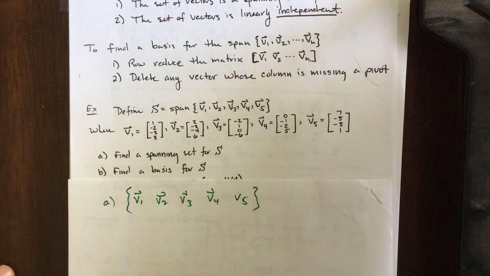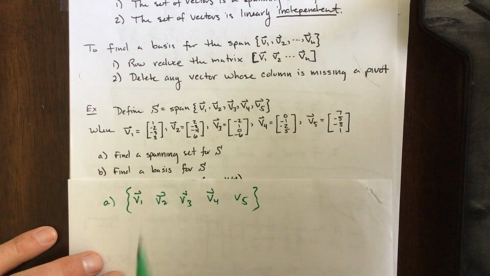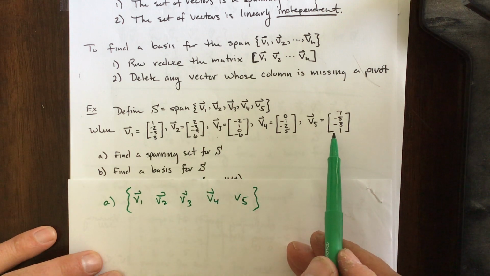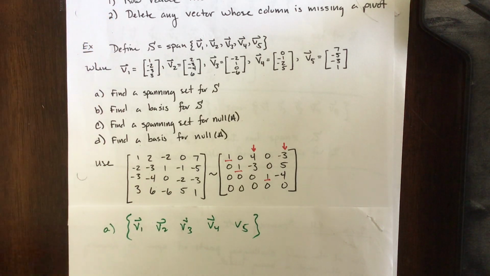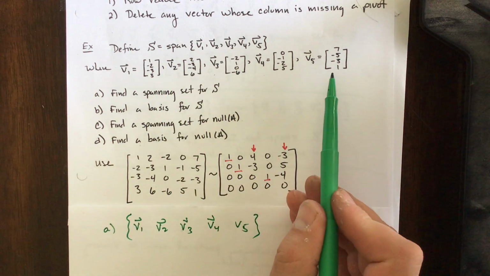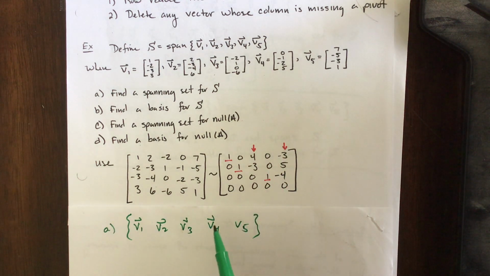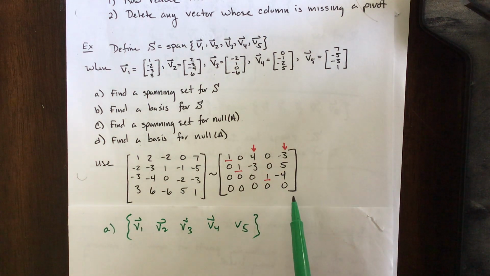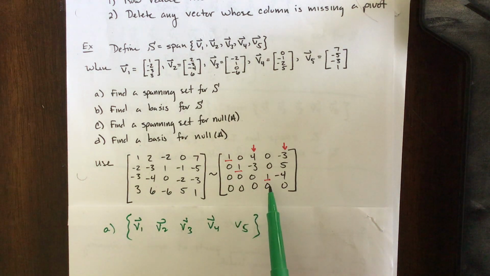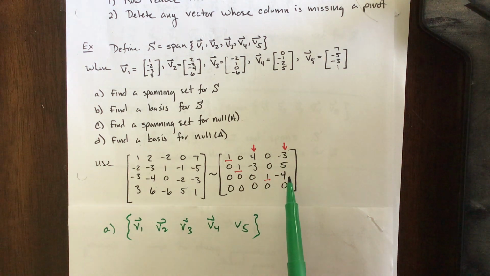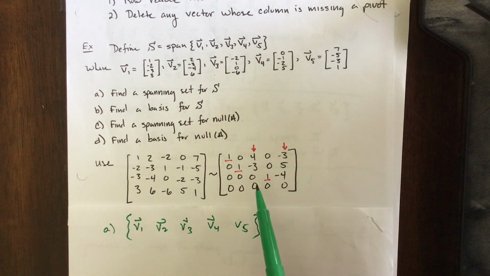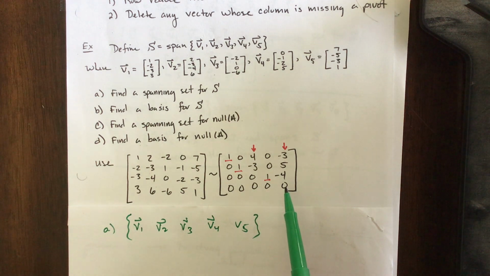To find a basis for S, what we're going to do is take all these vectors and make them the columns of a matrix. I've done that down here. What I've also done is row reduced that matrix for you. So we took this matrix here that had the vectors as columns, and we row reduced it to this matrix here. I've underlined everywhere there's a pivot and every column where there wasn't a pivot. Now, what you can see is columns 3 and 5 do not have pivots.